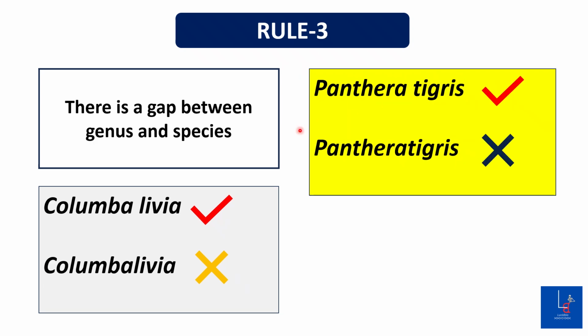Rule number three, there is a gap between genus and species. This is genus, this is species, there is no gap. That means it is wrong. Same thing, no gap, it is absolutely wrong. Columba livia, there is a gap, that means it has been written in a correct way. But we have to remember the other rules also: genus starts with a capital letter, species starts with a small letter, there is a gap. So we have learned three rules.